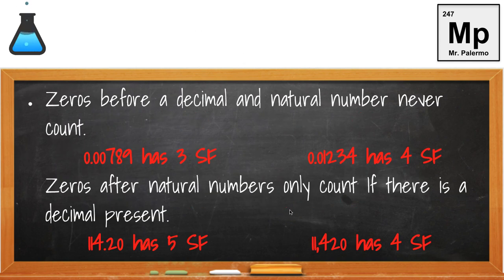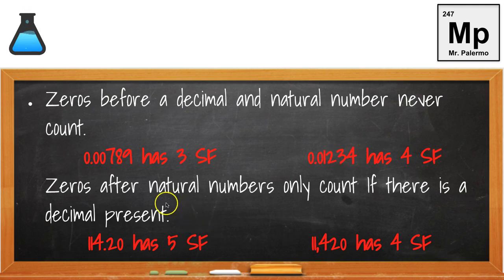Okay, what about zeros in the beginning of a number or zeros at the end? All right, and this is, I said, where the zeros kind of get a little tricky, and you have to just bear with me a moment. So zeros before a decimal and a natural number never are significant. So for example here, 0.00789. These are just placeholders. They're not involved in how precise the measurement is, and therefore they will never be significant. So this number has only 1, 2, 3 significant figures. And in this number here, again, we have the 2 zeros out in front, so we don't count those, so it has 1, 2, 3, 4 significant figures.